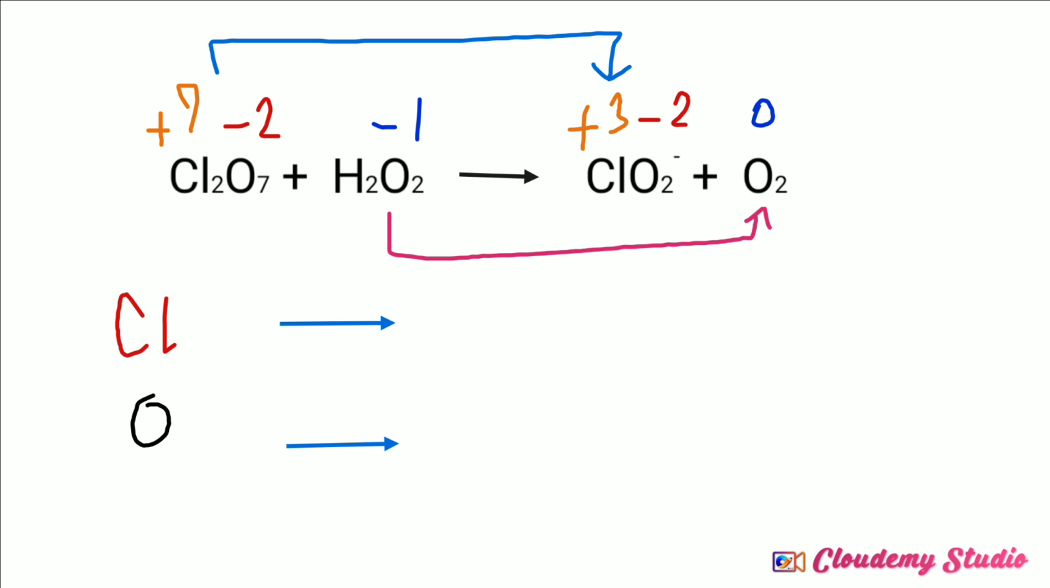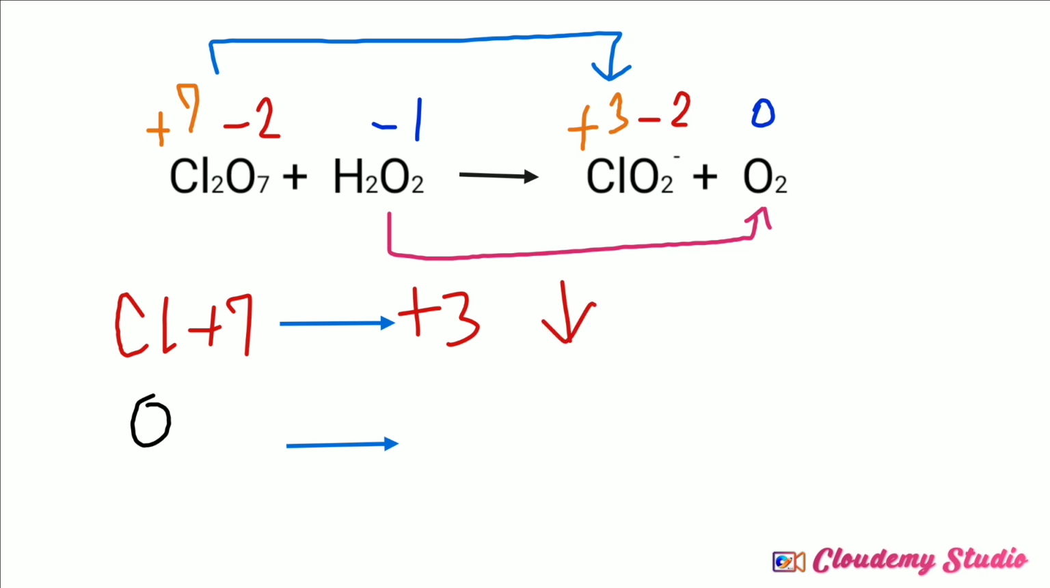I have noted down the oxidation numbers of all the atoms present in the equation. And here, when we check the oxidation numbers, we can easily identify there's a change in oxidation numbers of chlorine and oxygen atoms. Here the changes noticed are dichlorine heptoxide becomes chlorite ion and the hydrogen peroxide becomes oxygen. So the chlorine atom, the oxidation number of chlorine changes from +7 to +3.